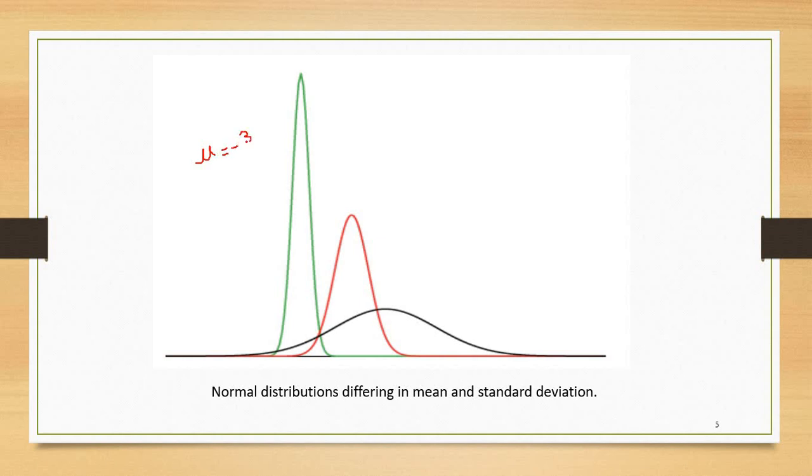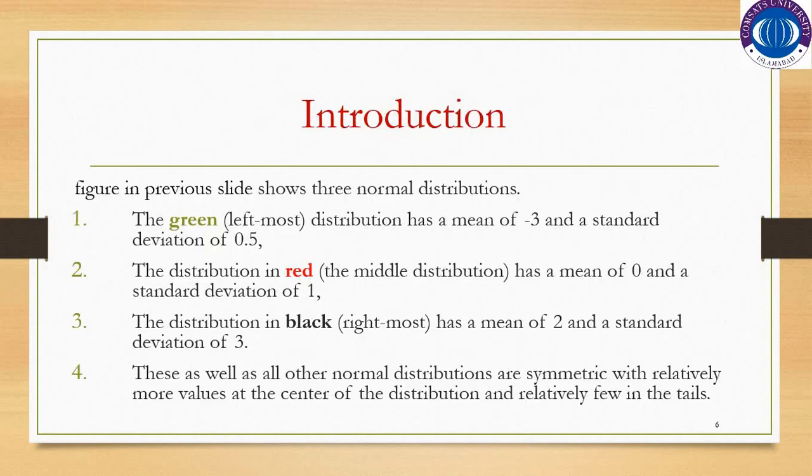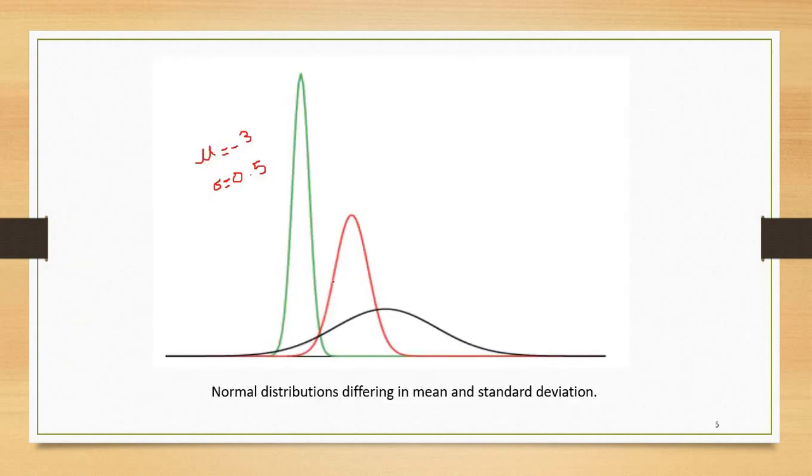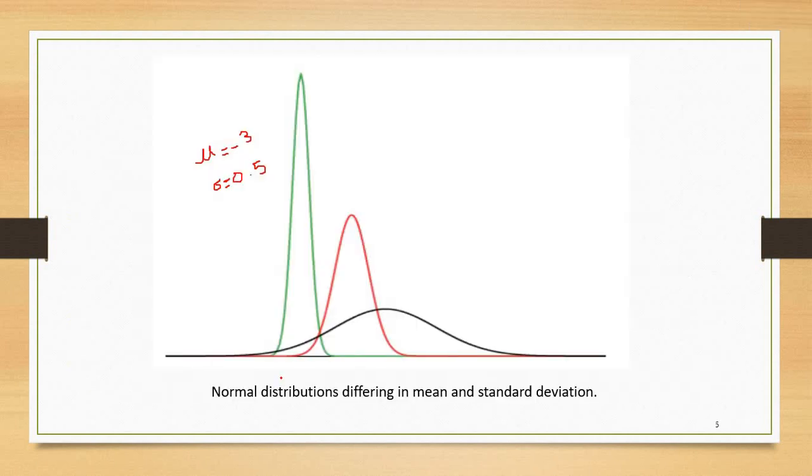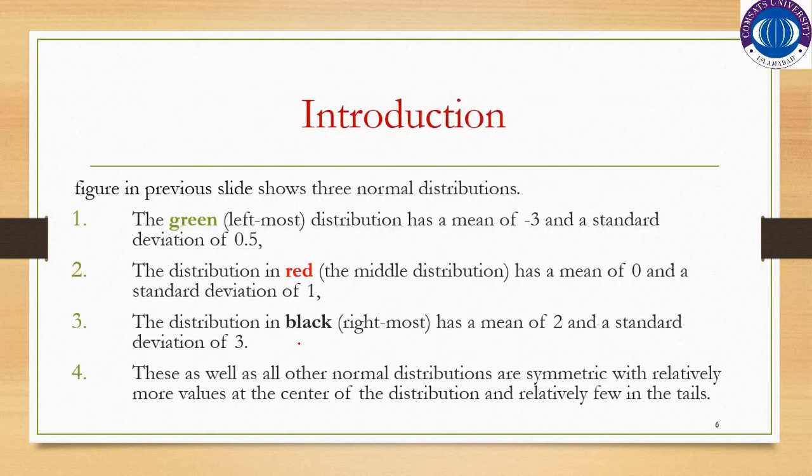its mean value is -3 and standard deviation will be equal to 0.5. In case of red, the middle one, it has a mean of 0 and a standard deviation of 1. The distribution in black, the rightmost, has a mean of 2 and a standard deviation of 3.